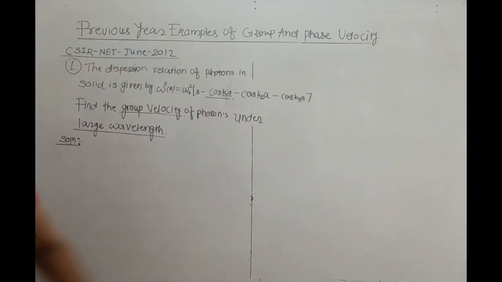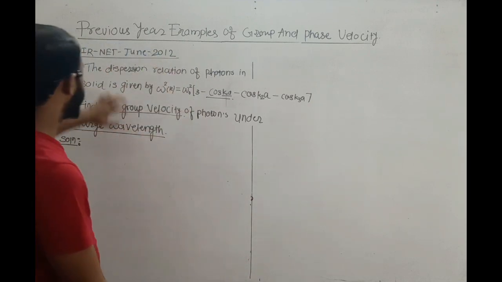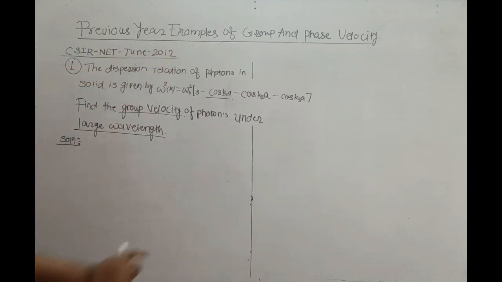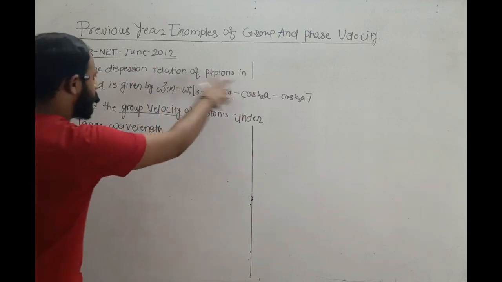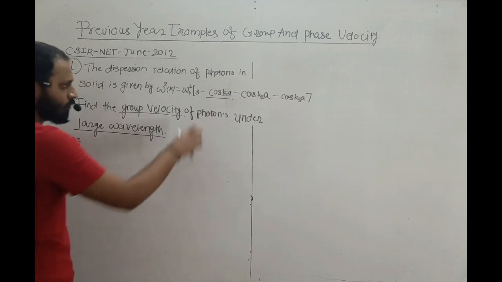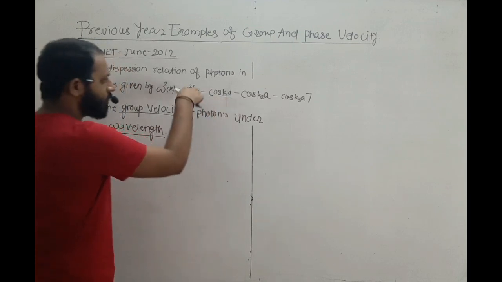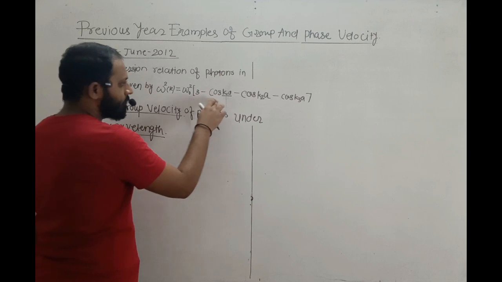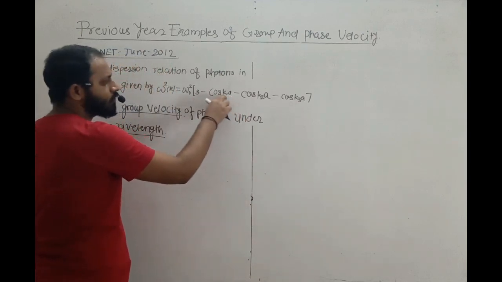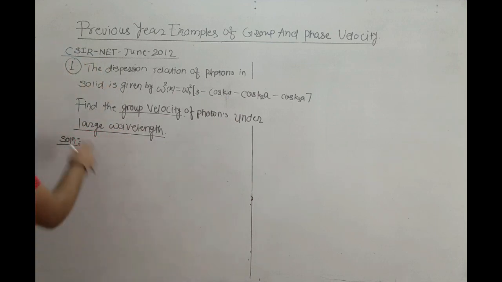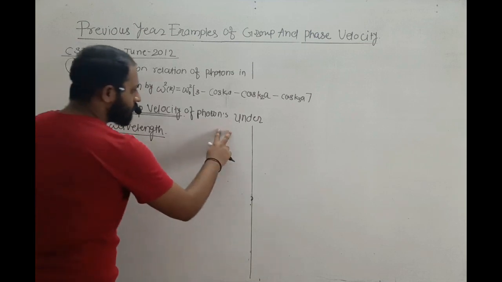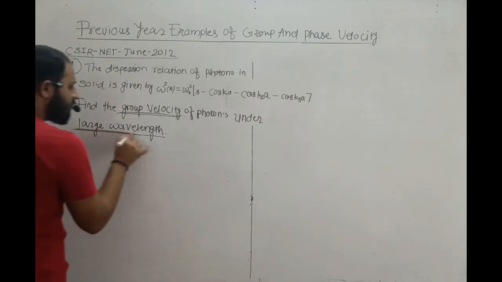Now see the example number first, which is asked in CSIR mid June 2012. Now see what the question is. The dispersion relation of photons in a solid is given by omega square k equals omega naught square bracket 3 minus cos of k1a minus cos of k2a minus cos of k3a, and find the group velocity. They are asking to find the group velocity of photons under the large wavelength.